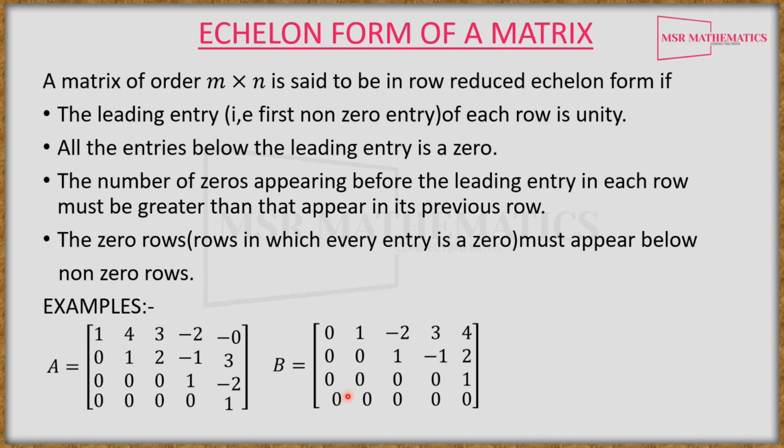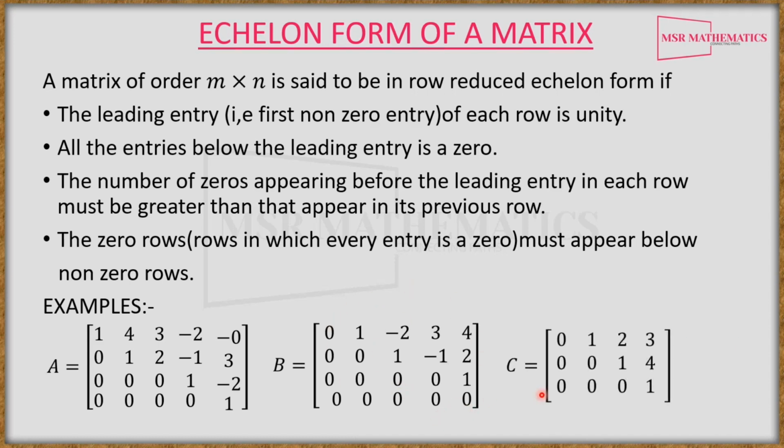Here the last one is the zero row. All the values here are 0. A zero row must appear below the non-zero rows. Here this is a non-zero row, and here this is a zero row, which appears at the last. So this is a row reduced echelon form matrix.